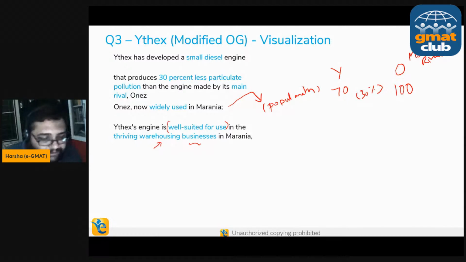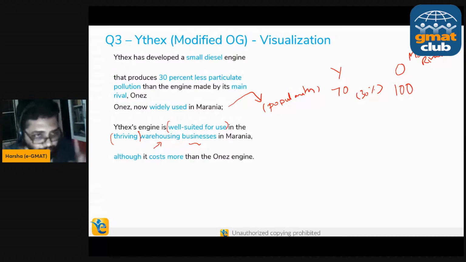These warehousing businesses are not shutting down anytime soon. They are thriving. So they're doing very, very well. That's again something that the author wants you to pick up. It's just one word, but thriving is something your brain should register. Okay. Although it costs more than the Once engine. So in terms of cost, it's very clear. Definitely, Vitex is the more expensive engine. The author is acknowledging this as a fact. All right, I understand. Despite all these wonderful things, the Vitex engine really does cost more than the Once engine.